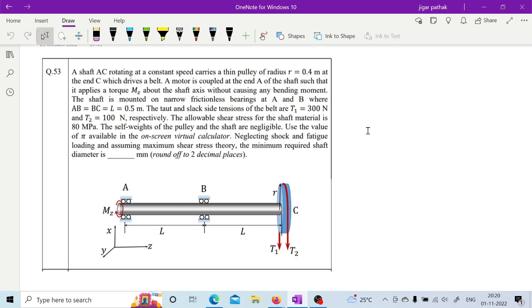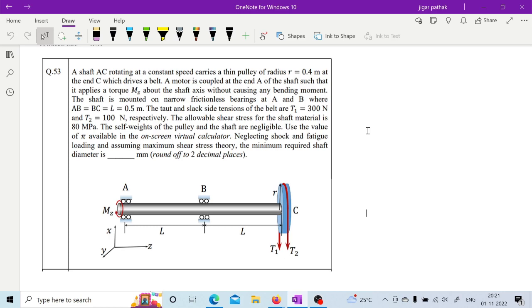The shaft is mounted on narrow frictionless bearings at A and B, where AB is equal to BC is equal to L is equal to 0.5 meter. The taut and slack side tensions of the belt are T1 is equal to 300 Newton and T2 is equal to 100 Newton respectively. The allowable shear stress for the shaft material is 80 megapascal. The self weights of the pulley and the shaft are negligible. Use the value of pi available in the on-screen virtual calculator.